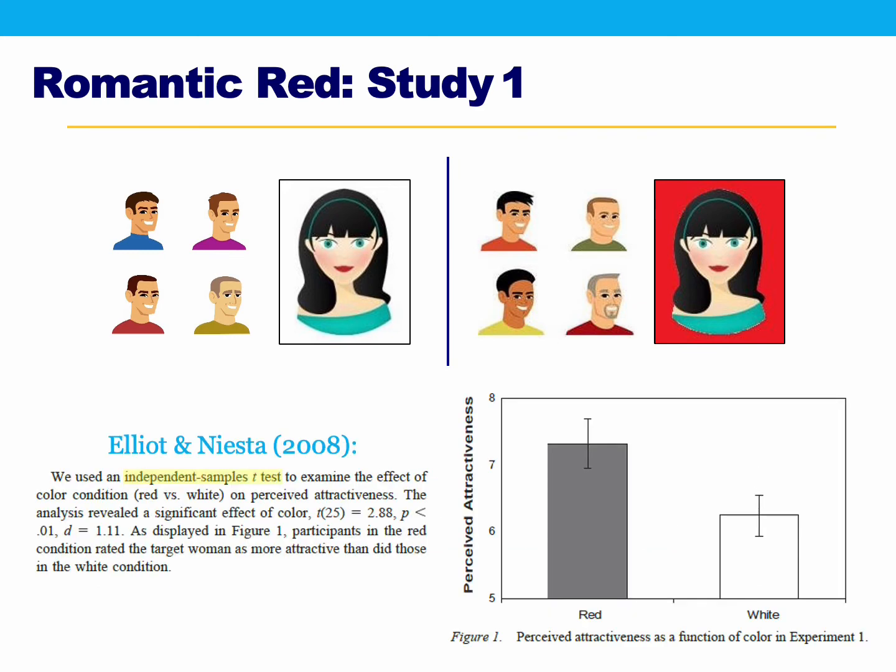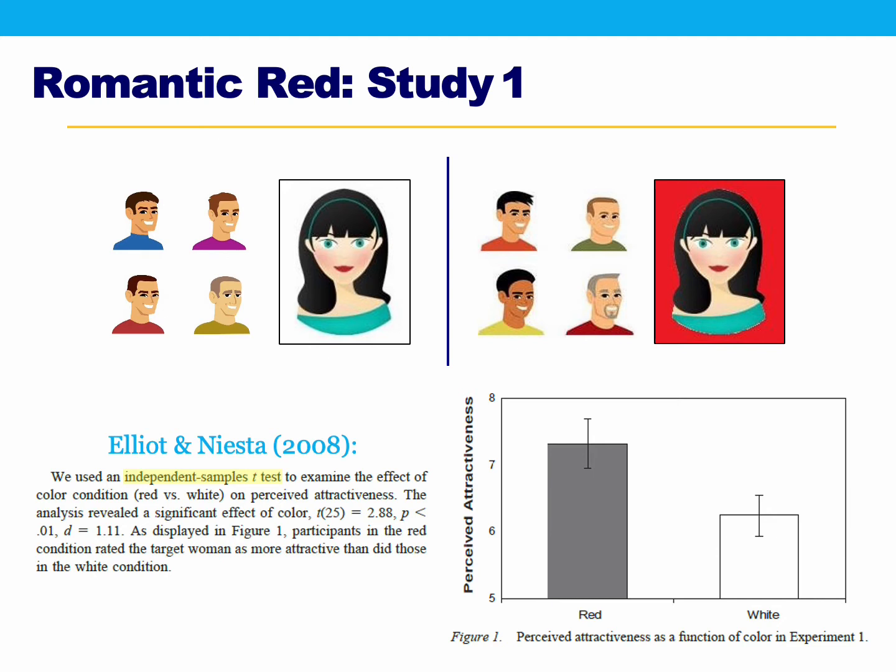Okay, so this is an excerpt from the actual study. And if you guessed independent samples t-test, you are correct. So they used an independent samples t-test to examine the effect of color condition, red versus white, on perceived attractiveness, and the analysis revealed a significant effect of color.